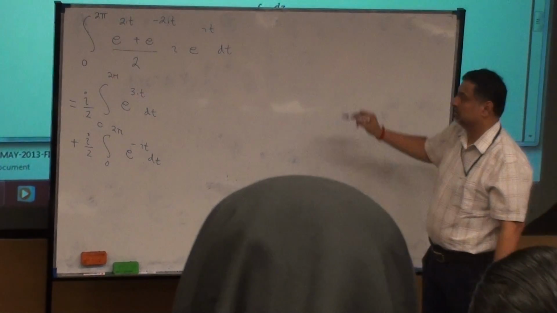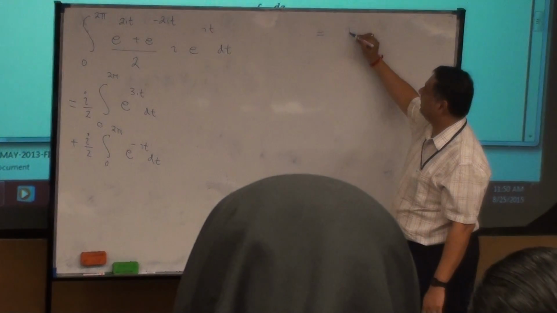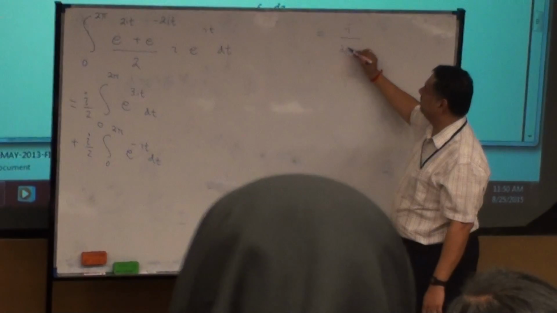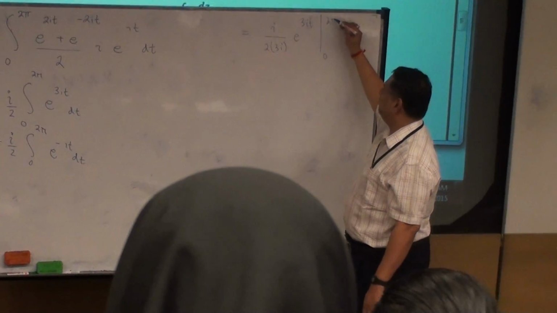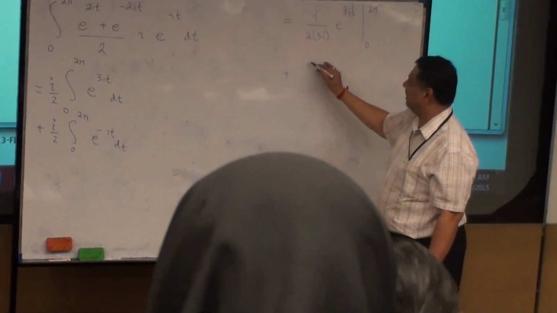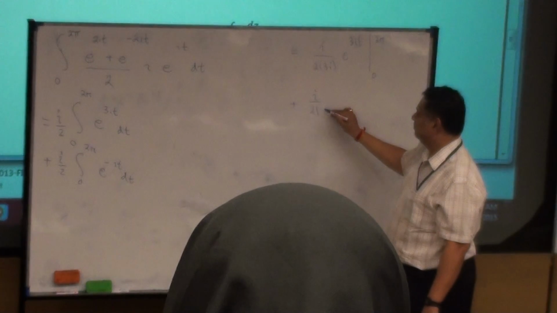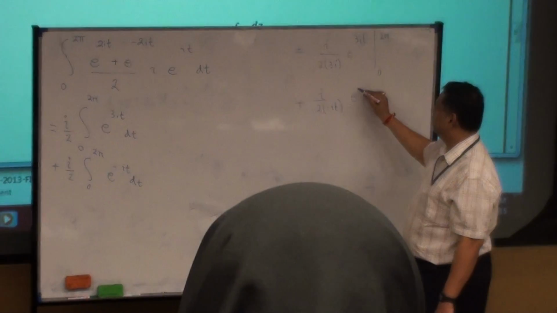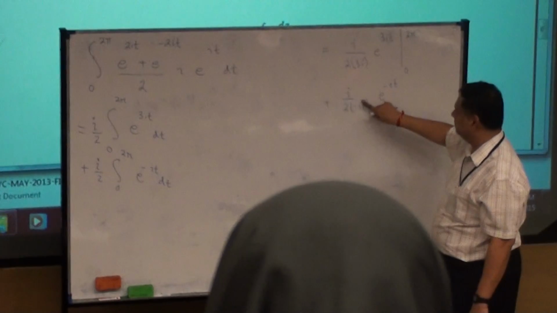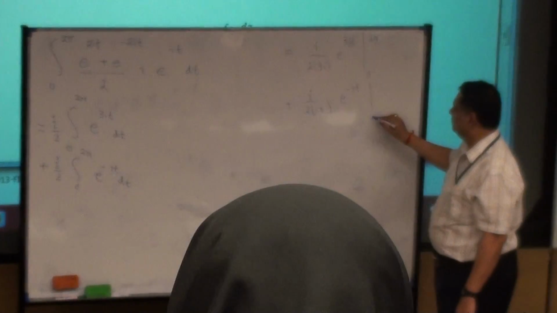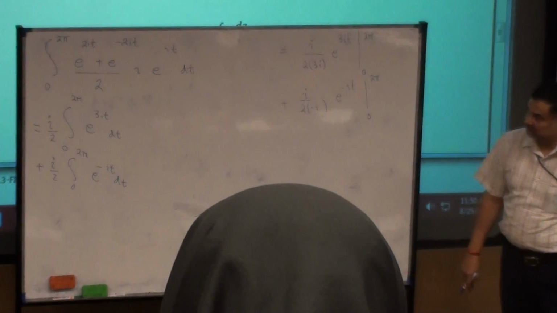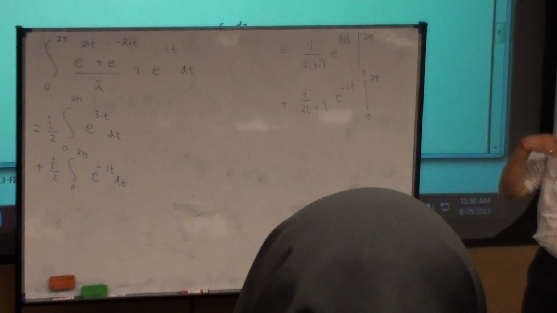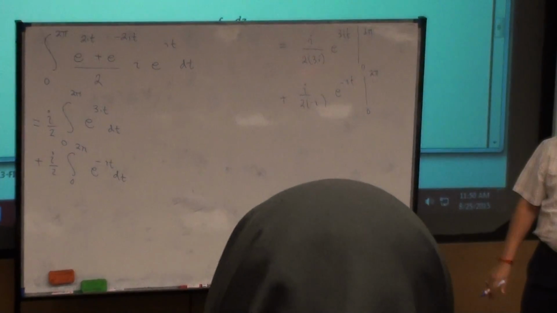Alright, everyone? So the first one is i divided by 2 times 1/(3i) e^(3it) evaluated between 0 and 2 pi. The next one is i over 2 times 1/(-i) e^(-it), so minus i, evaluated between 0 and 2 pi. So the antiderivative of e^(3it) is 1 over 3i e^(3it).